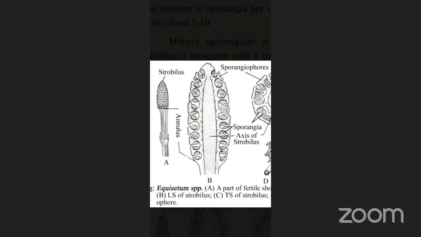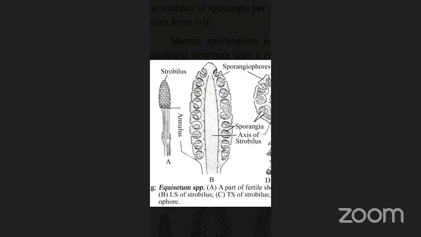So here the elater is not comparable to the elater of bryophytes, but they aid dehiscence. The hygroscopic movement of these elaters may assist in the dispersal of the spores. After the liberation, the spores will germinate and produce the gametophytic plant.